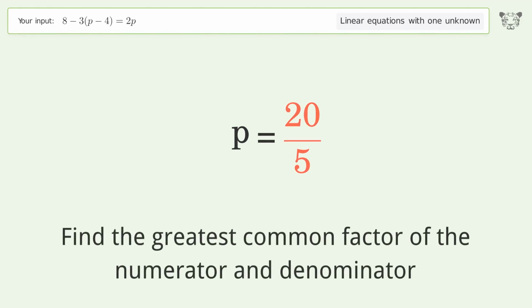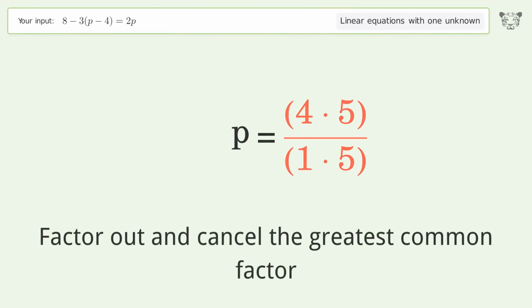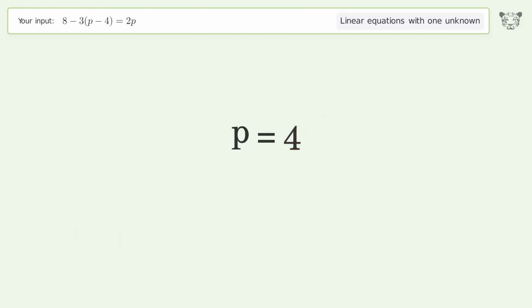Find the greatest common factor of the numerator and denominator. Factor out and cancel the greatest common factor. And so the final result is p equals 4.